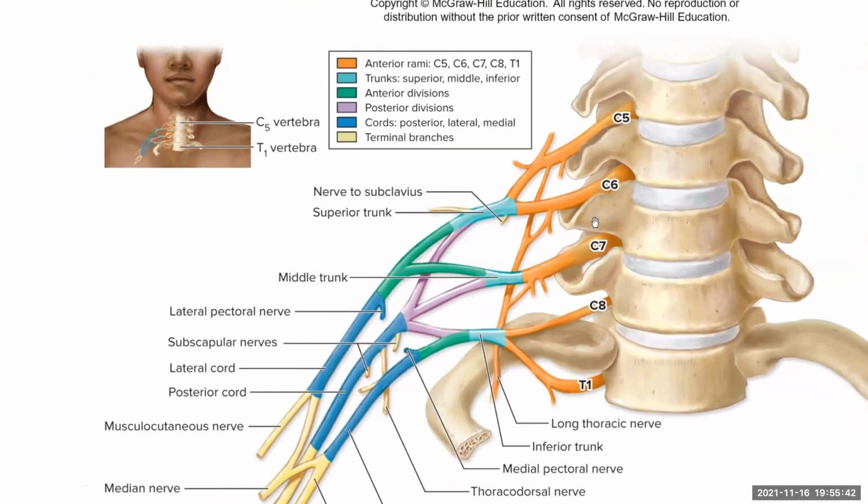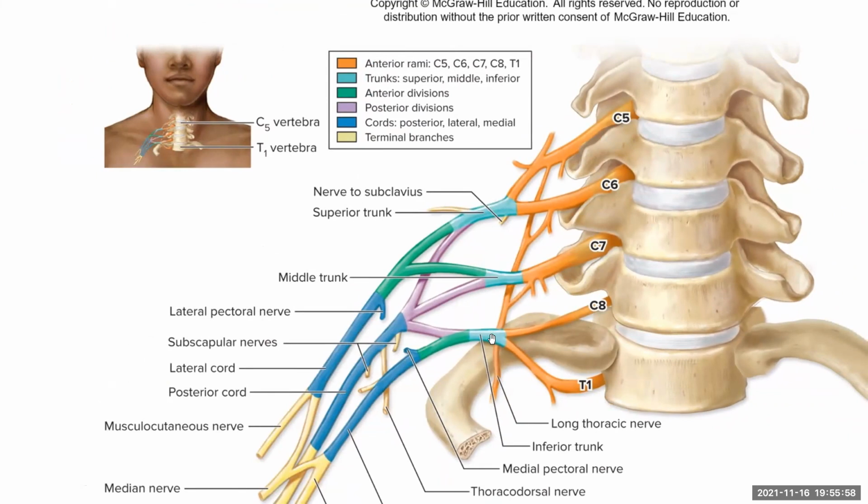Here you can see C5, C6, C7, C8, and T1. All of those spinal segments, the anterior rami, are then going to give rise to our trunks here. And so you have a superior, a middle, and an inferior.